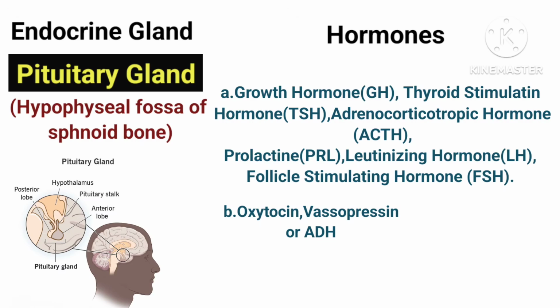In the case of oxytocin, it is involved in positive feedback loops such as uterine contraction during labor, and ADH or vasopressin helps the body retain water and regulates fluid balance.